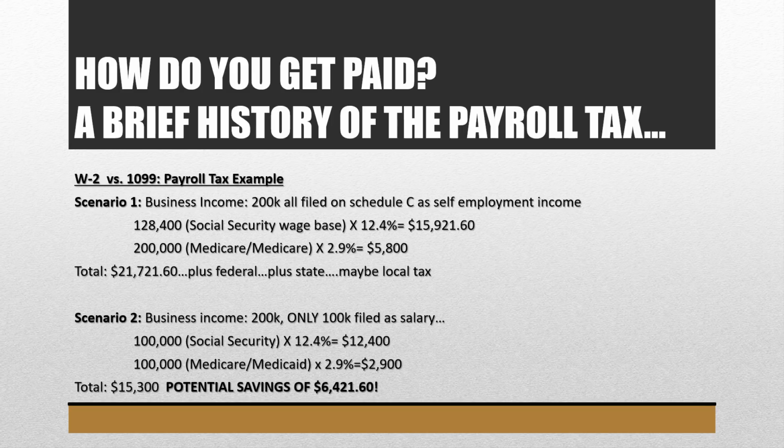So now our grand total for payroll tax is what? $15,300. Look at the difference in the payroll tax by making one small change in how we distribute the income to us as the employees of our company. Rather than paying $21,721, we're only paying $15,300. We save over $6,400 in just the payroll tax alone. This does not include any other potential tax savings that we're going to save.